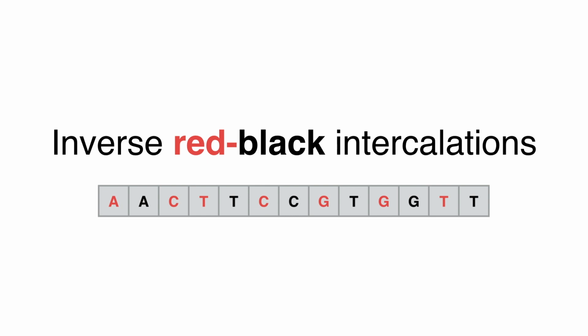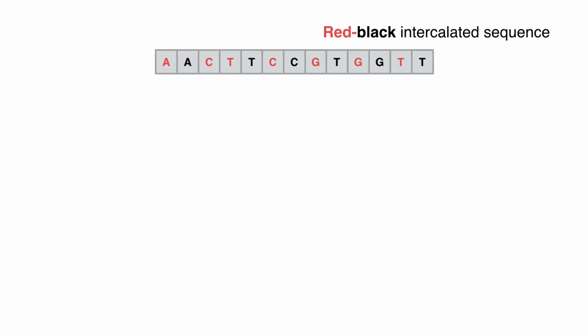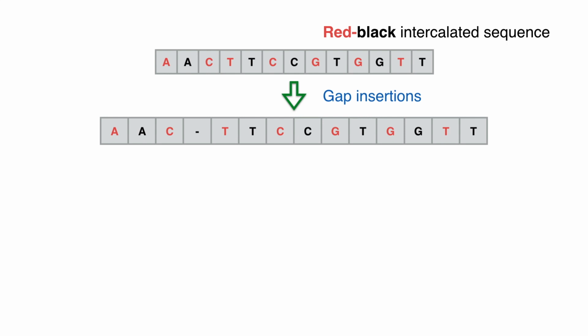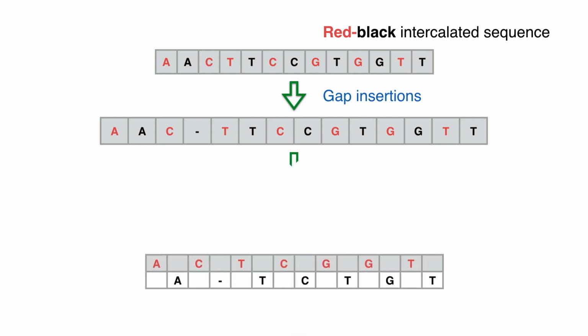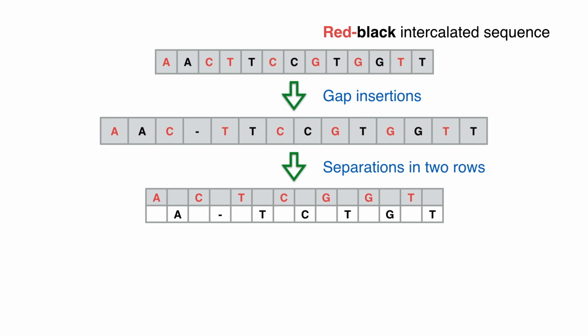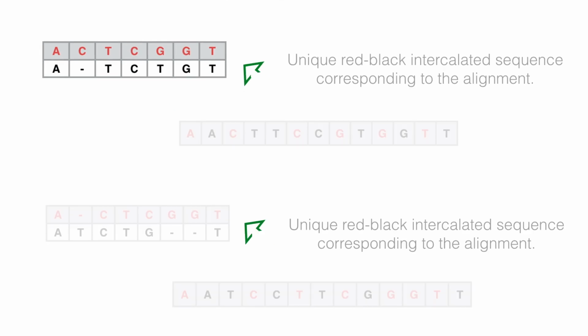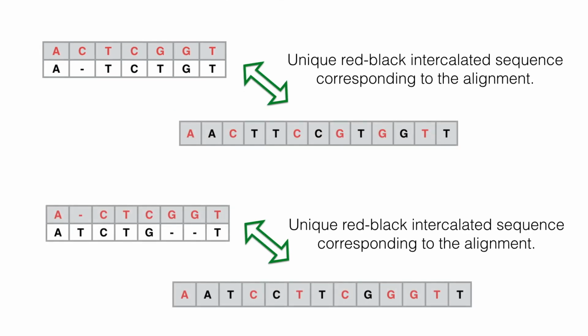It is worth noticing that the alignment can be retrieved from its red-black intercalated sequence. Indeed, given a red-black intercalated sequence, we insert first the gap between each pair of consecutive characters of the same color. Then we split the sequence in two rows, one formed with odd-numbered entries and the other with the even-numbered ones, as shown in the illustration, and end by eliminating the blank spaces. This retrieves the original red-black alignment. Since we can go back and forth between alignments and the red-black intercalated sequences, there are as many intercalated sequences as global alignments of two given sequences.